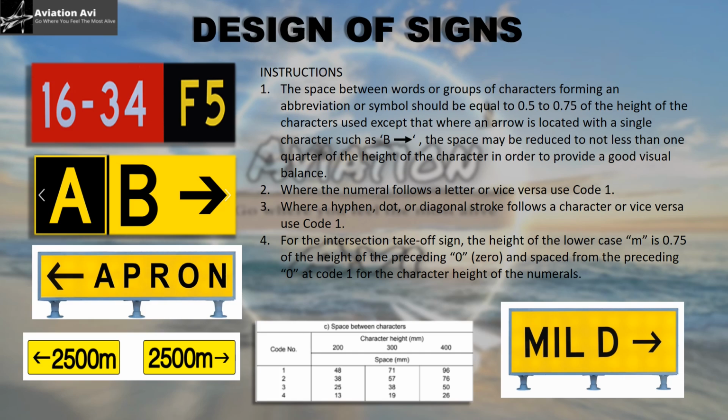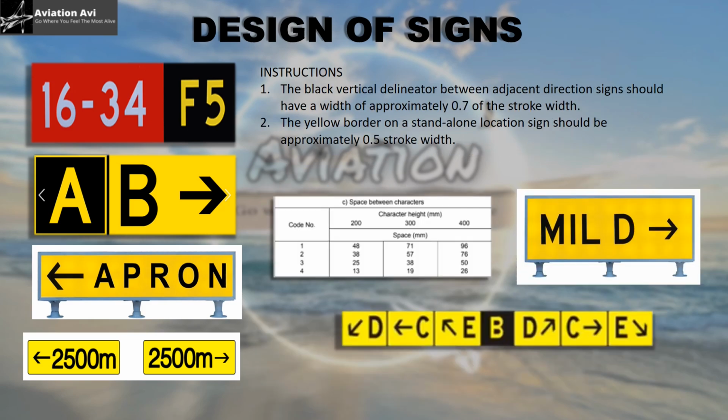So now we have understood the small nitty-gritties in the design of signs. Further, the black vertical delineator between adjacent direction signs should have a width of approximately 0.7 of the stroke width, like you see here. The black delineator should have 0.7 of the stroke width. The yellow border on a stand-alone location sign should be approximately 0.5 stroke width. Like you can see here, this yellow border of the location signboard should be 0.5 stroke width.